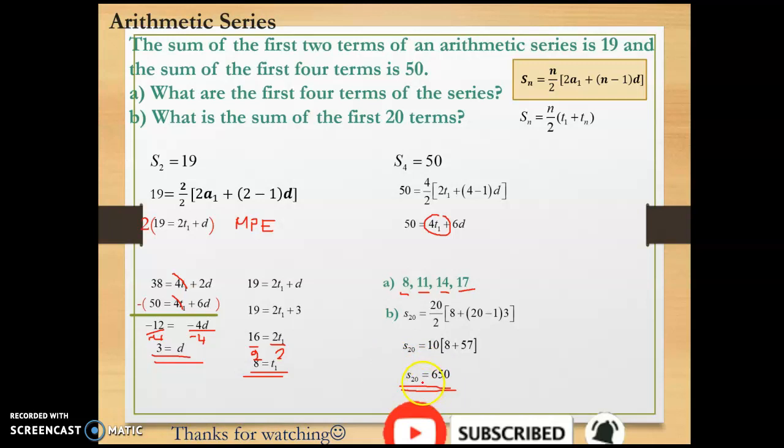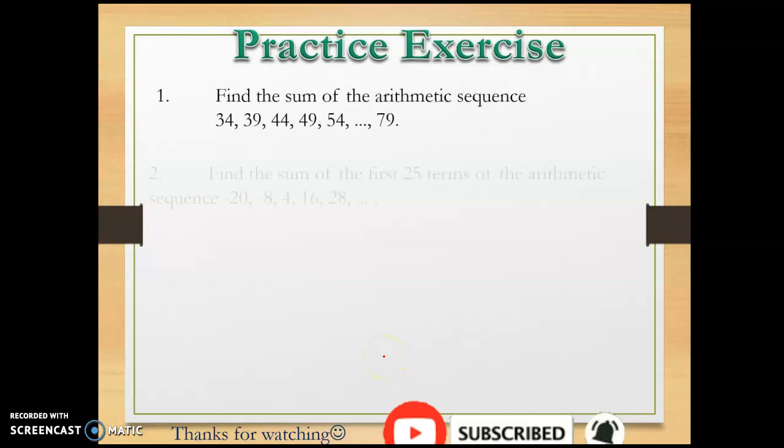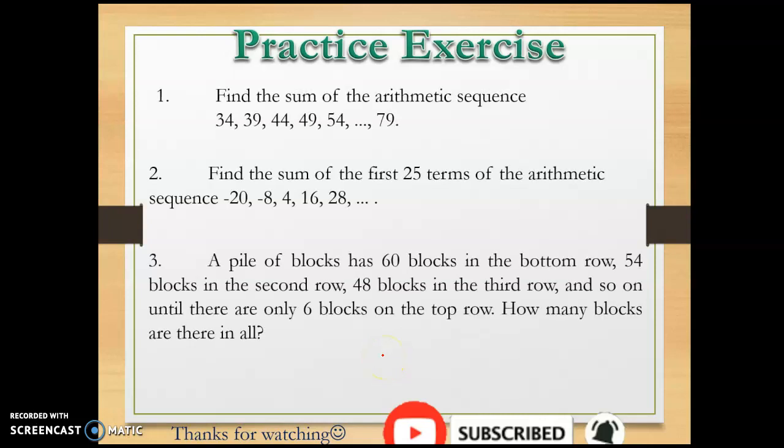Okay, if you want to practice the skills, you can have these following items. I didn't provide the answers, but you may comment or PM me. Comment in the chat box in case you need the answers.